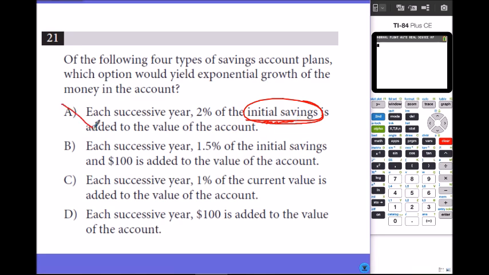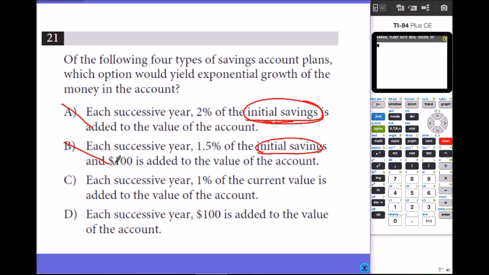B, each year 1.5% of the initial saving and $100 is added. So same thing, the initial saving does not change, so 1.5% of that is a fixed amount, and plus 100 is also a fixed amount, so you're adding the same amount each time. So that's not an exponential function.